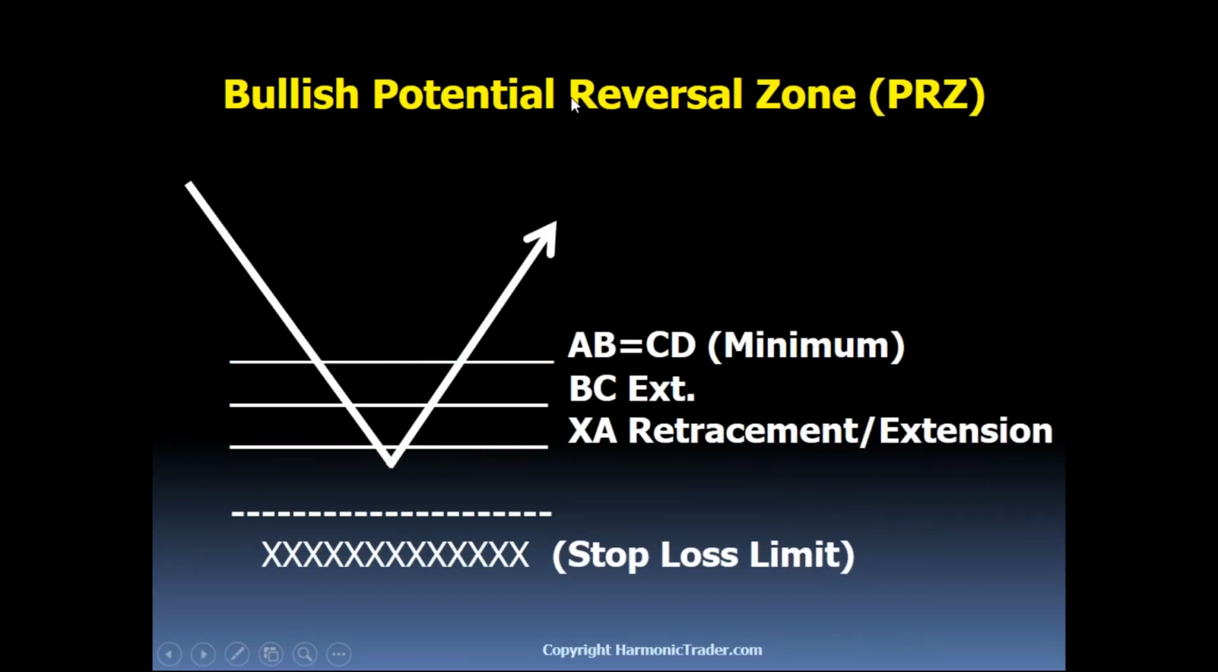We're talking about a bullish potential reversal zone. It's going to create literally a price range of measures. And those 3 measures are typically an ABCD minimum equivalent formation, our BC extension, and then finally the most important measure of an XA retracement or extension. Now we also utilize harmonic measures to define the stop loss limit, and we define these in advance as the pattern is forming.